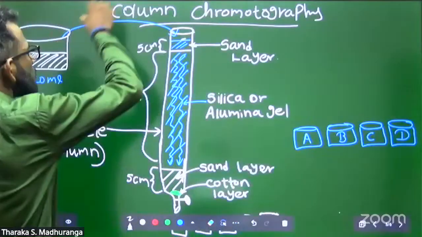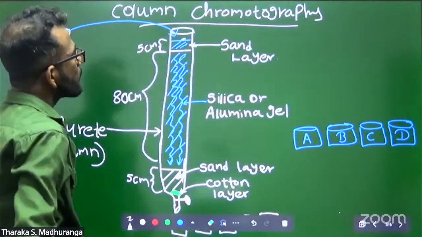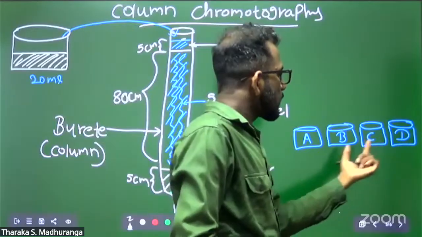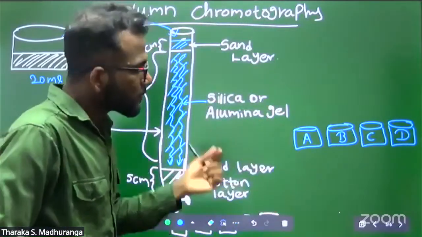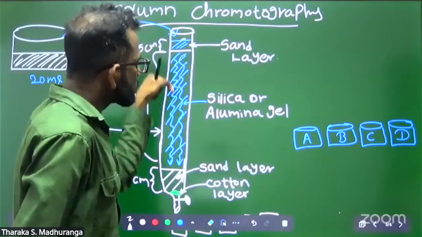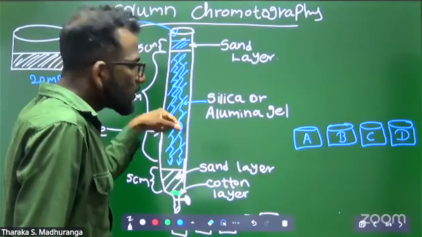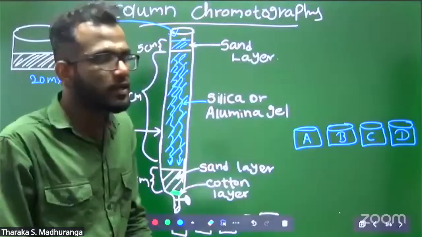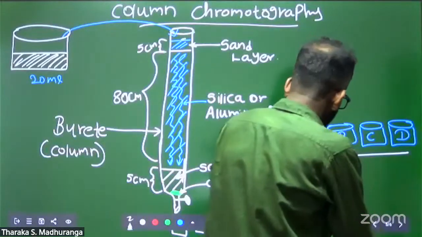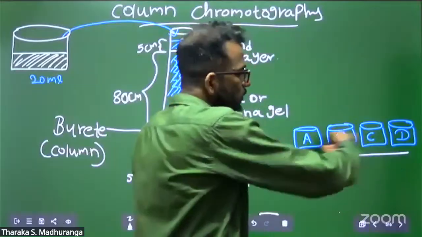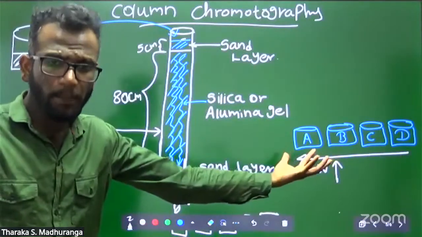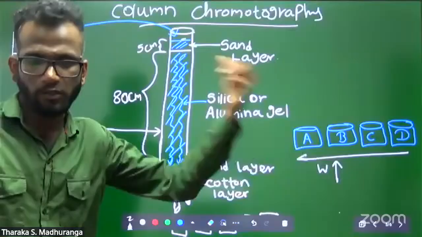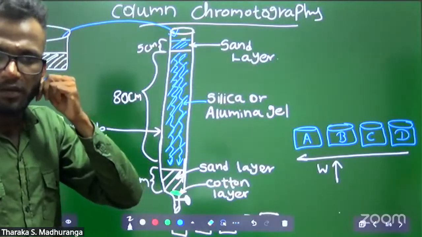We need to fill this into the upper end, and we can separate it into parts in small cups. Then you need to identify when it is filled through this silica or alumina gel. The heaviest compound travels first, and the lightweight compounds come at the end. According to the weight, we can separate compounds into separate test tubes. Okay, up to now, okay. Any doubt?